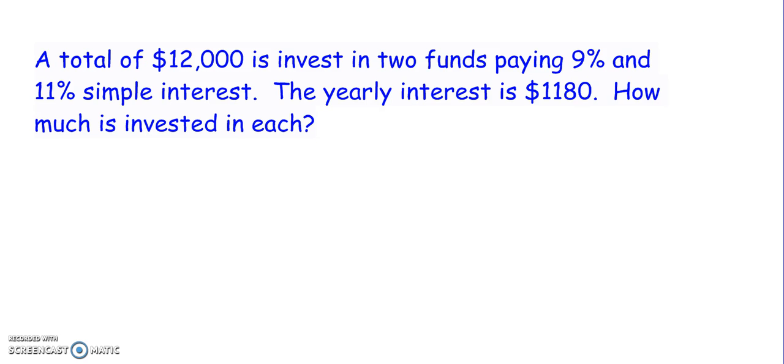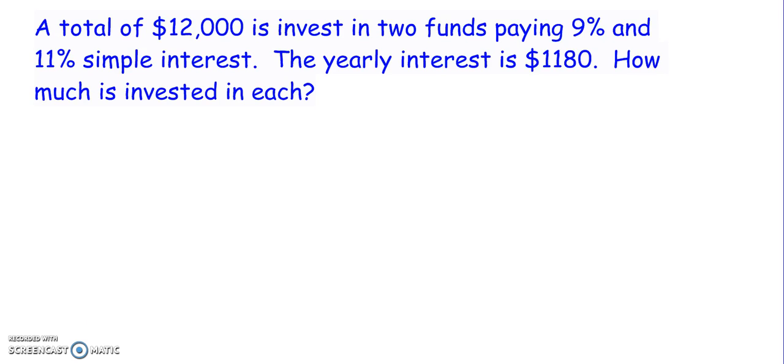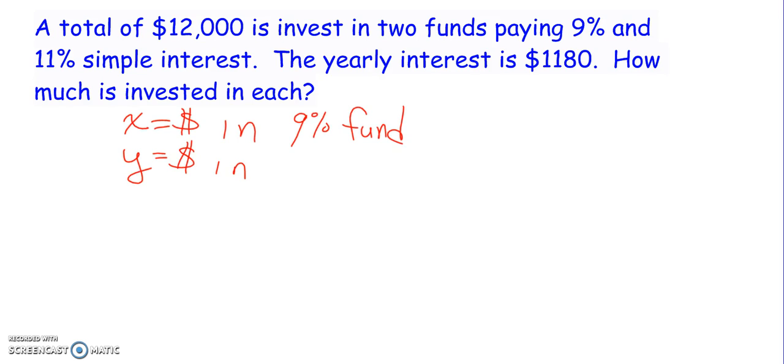We are going to be building on this substitution as the lesson goes on with a few word problems. Here, a total of $12,000 is invested in two funds, one paying 9%, one paying 11%. We're going to call those both simple interest. The yearly interest is $1,180. How much is invested in each? Okay, so what's important to state here is the variables. There is money in the 9% fund, and we do not know how much money is in the 11% fund.